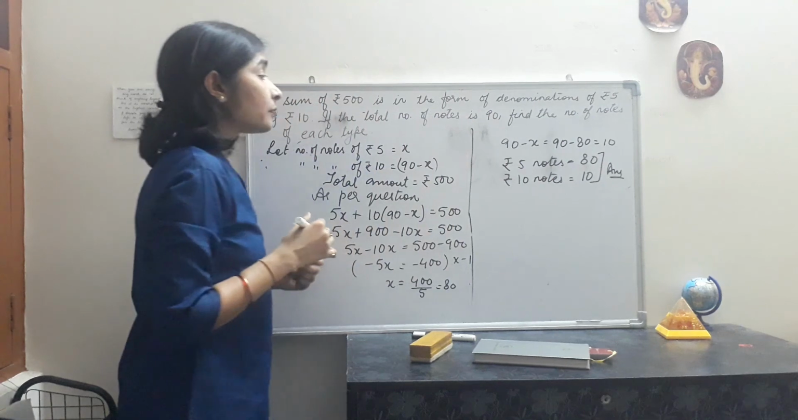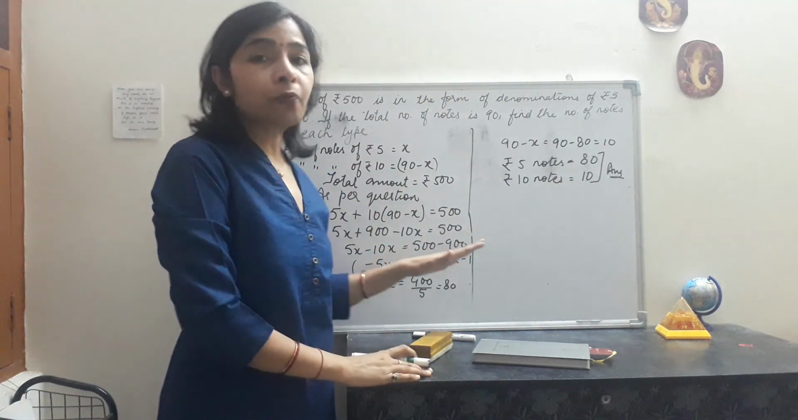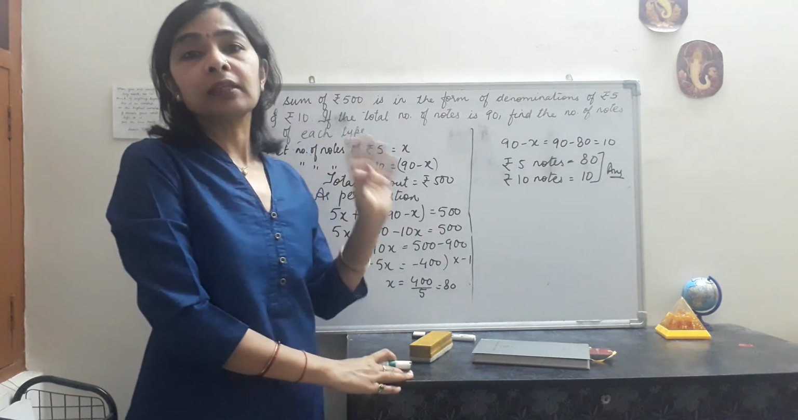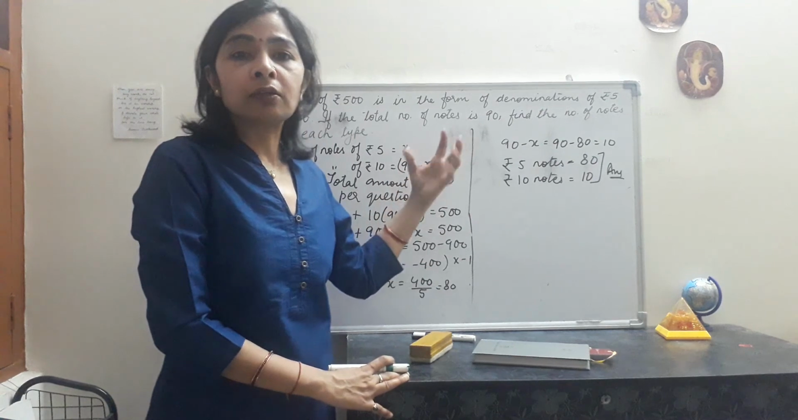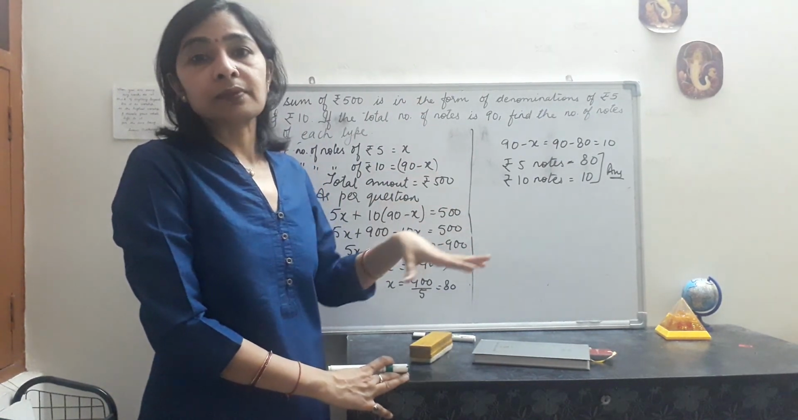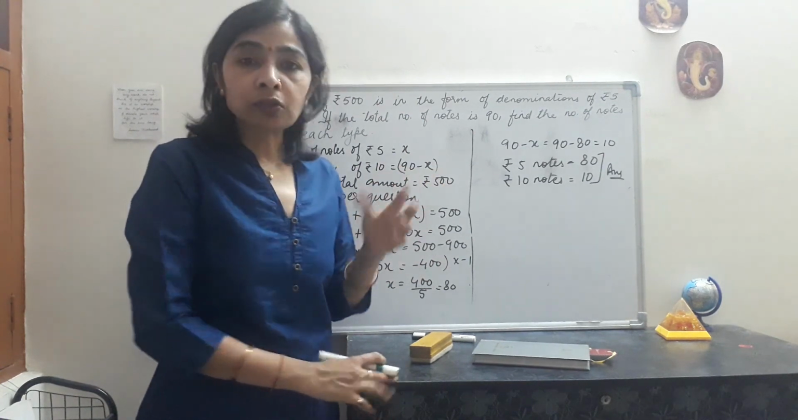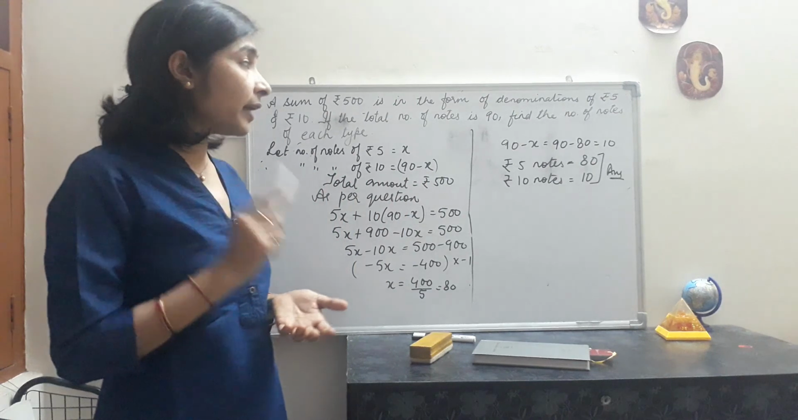Now with that we finish our today's lesson, and we have done all the types of problems that generally come in linear equations in one variable, related to age, related to the types of notes, related to distance, time and speed. Few questions are also given for practice in the link in the description box. You can practice it.